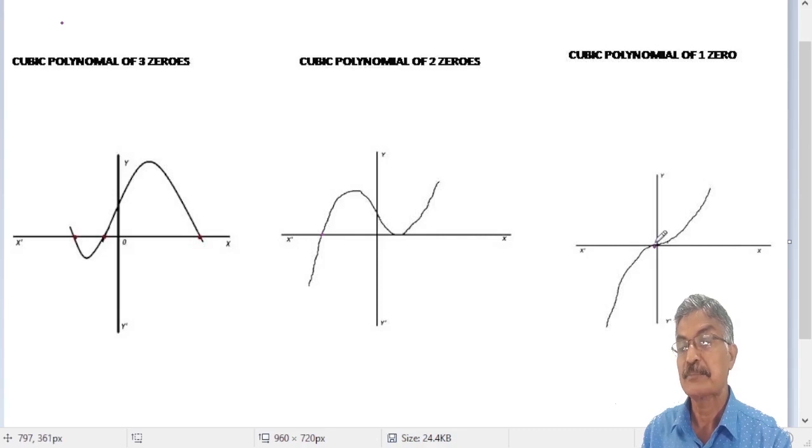Sometimes the graph may come in this way. It will touch the x-axis at only 1 point here. Then we say that this cubic polynomial has 1 zero. So for a cubic polynomial, there are a maximum of 3 zeros and a minimum of 1 zero.